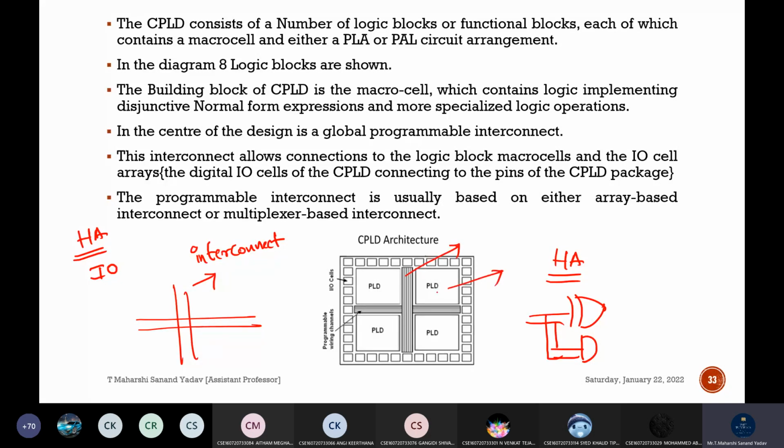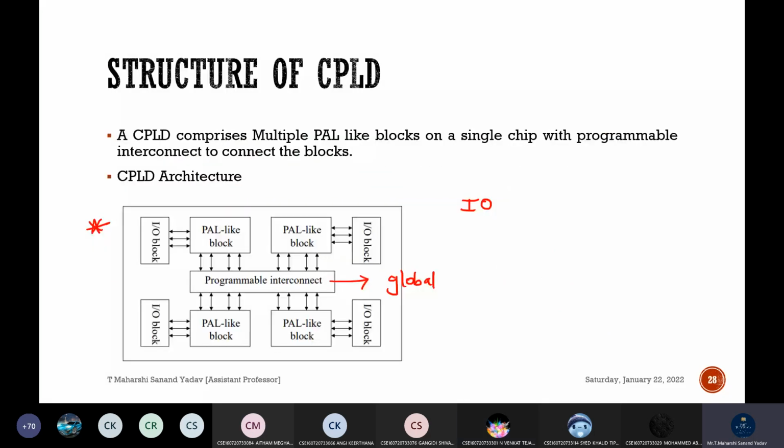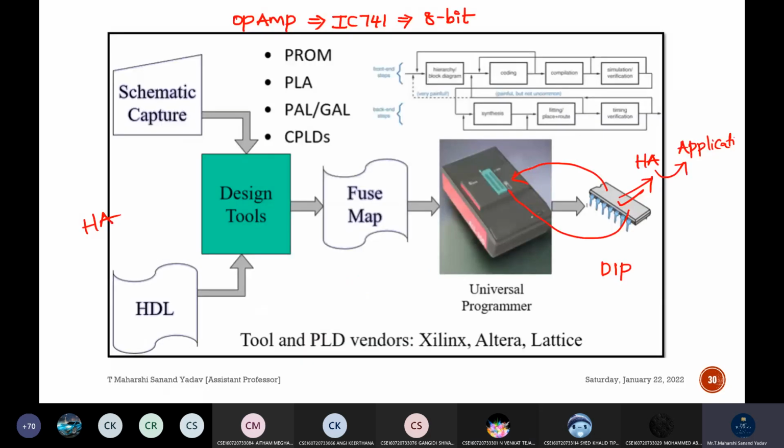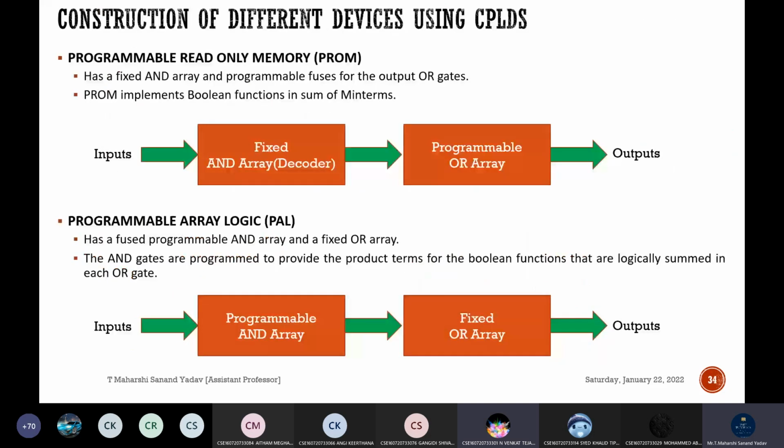Whereas here PLDs will be present, which can be either PAL or PLA. So it is nothing but a combination of the PLDs that we have seen. There is not much concept here. The important thing is we need to remember this particular diagram structure of CPLD, which is complex PLD, which contains PLDs followed by interconnect as well as IO blocks. And how to program is a universal programmer. Apart from this, we know all these concepts like PROM, PAL and PLA.